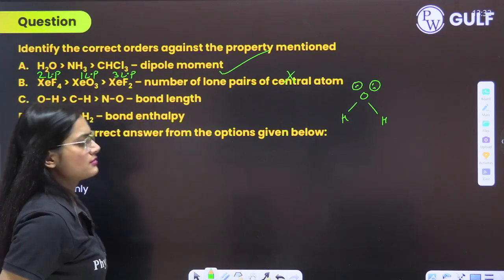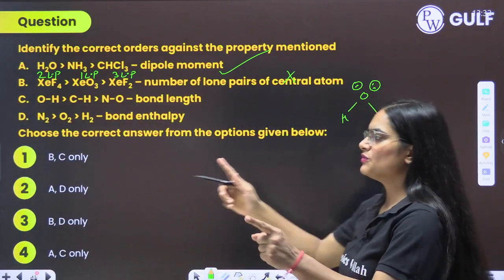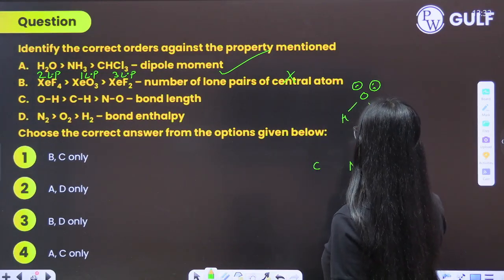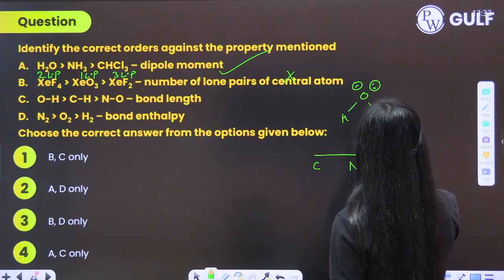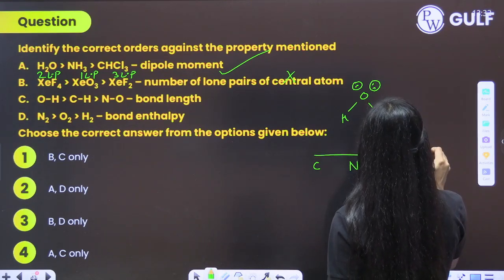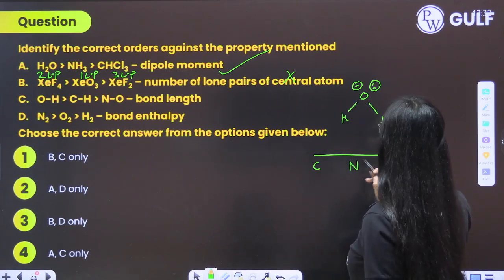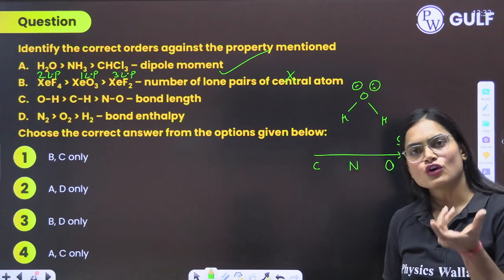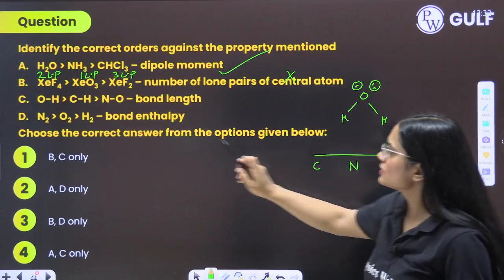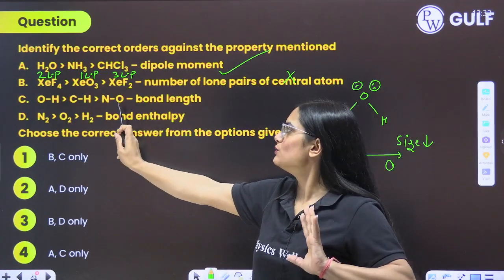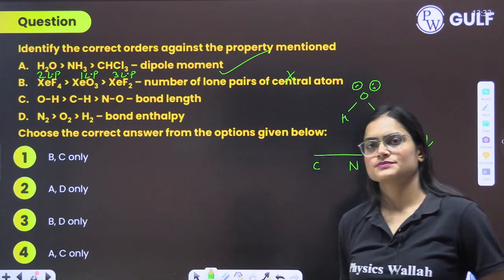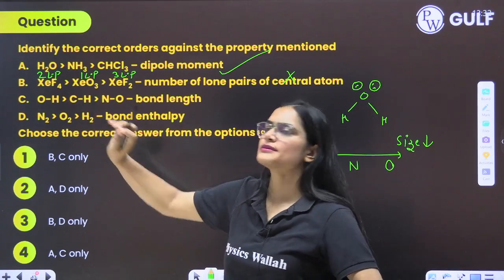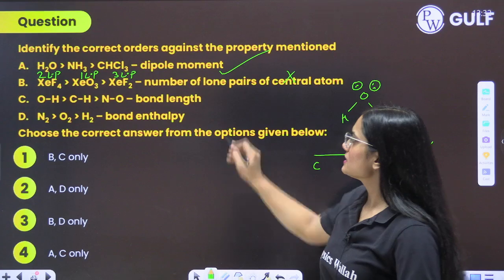OH, CH, NO bond length. Beta, you know that when we move from left to right, you have been given carbon, nitrogen and oxygen. When we move from left to right, your size decreases. So what do you think, out of oxygen and nitrogen, who would be having a smaller size? Of course, oxygen. So oxygen-hydrogen bond length would be less as compared to carbon-hydrogen, because the size of carbon is more. So this bond length would be more as compared to OH. So this is also wrong.